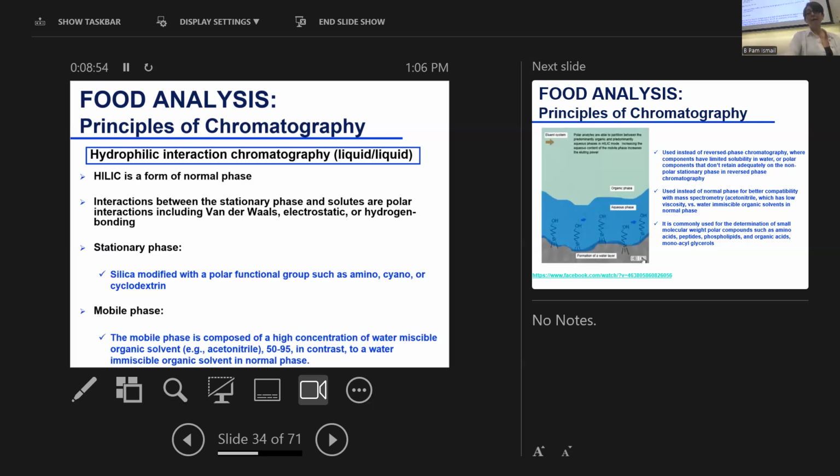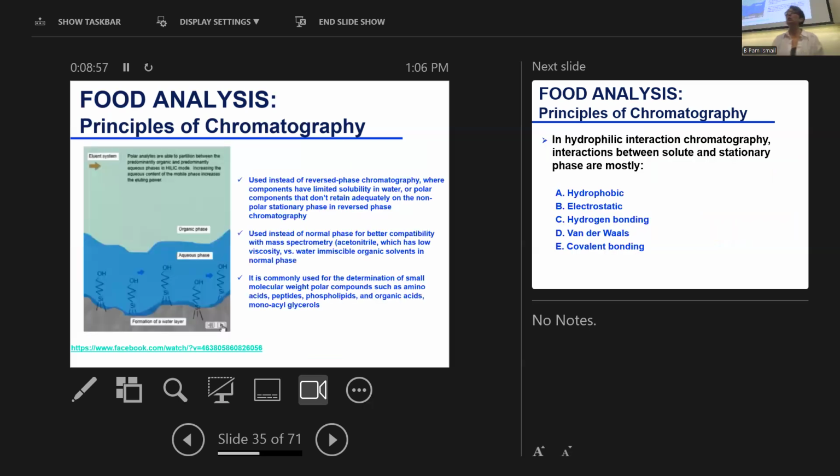sometimes really important? HILIC is applied when you're working with compounds that have limited solubility in water. So if you have, instead of reverse phase, compounds that are not soluble in water. I need to not confuse you.